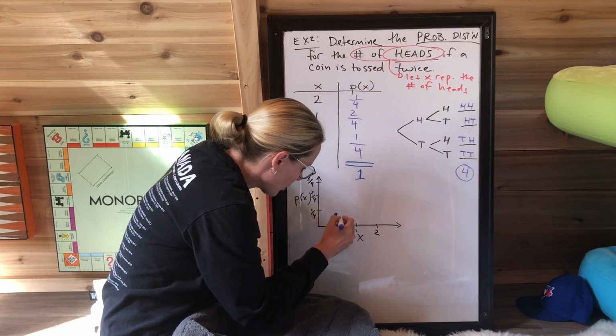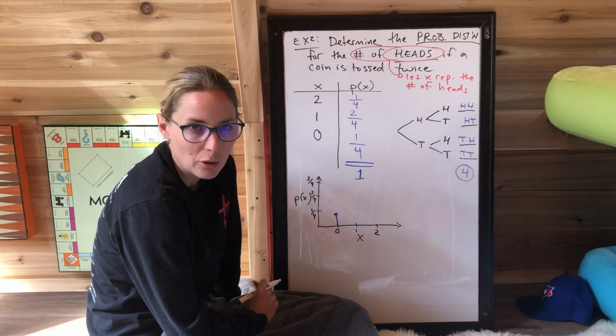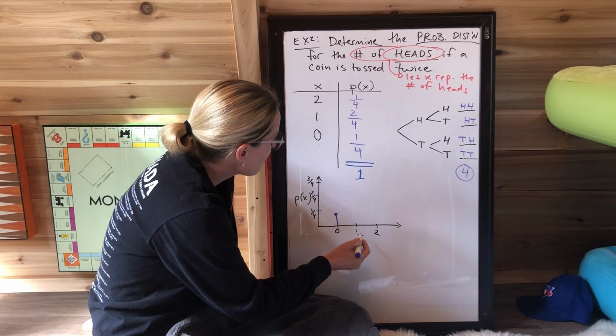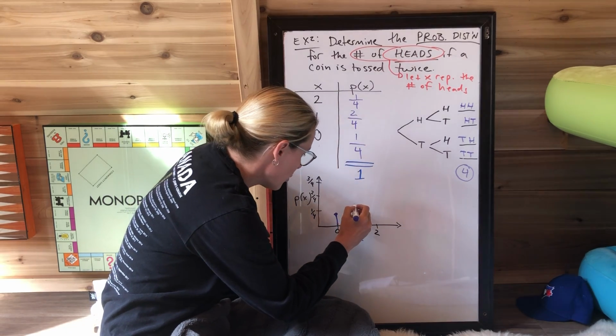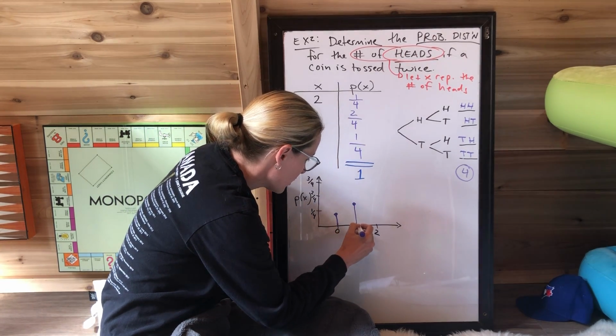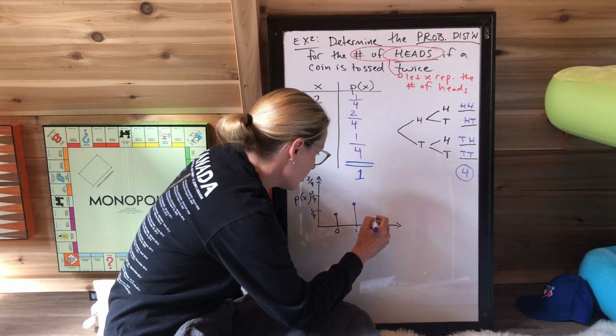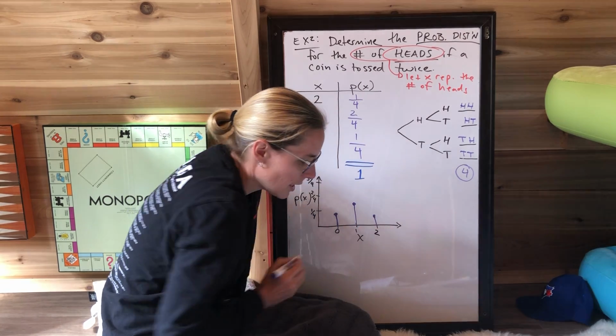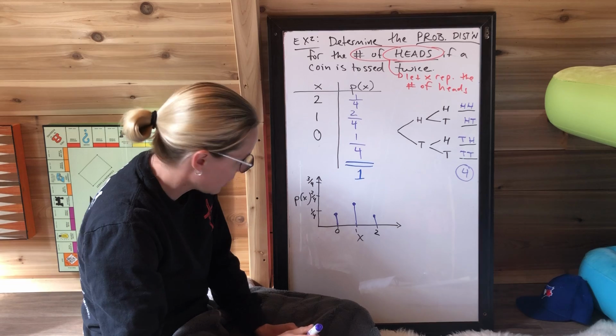Kind of just put a dot with a line down to make it look. You can put a little bar if you want. Doesn't really matter. What's the probability of getting a single head? 2 out of 4, which is the same as 1/2. What's the probability of getting 2? 1 out of 4. Okay, so that's in general what that looks like.